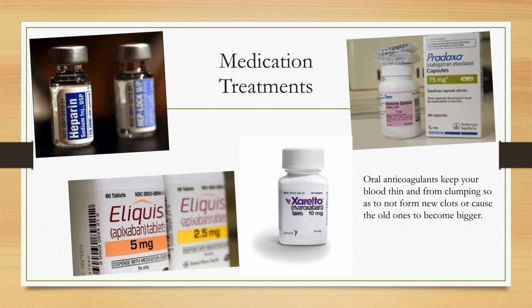When the diagnosis of a DVT or a PE is made, many times oral anticoagulations are started in conjunction with IV anticoagulations such as heparin that you see on this slide. There are also medications called thrombolytics, which are referred to as clot busters, and they work by dissolving the clot directly. These, however, have a higher risk of bleeding, so they are reserved for more severe cases.